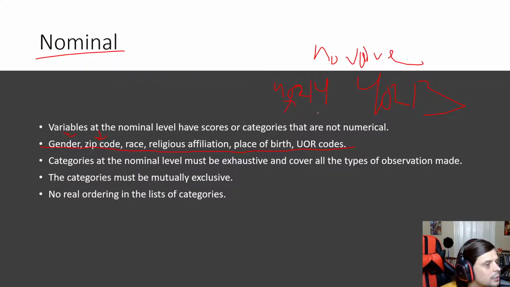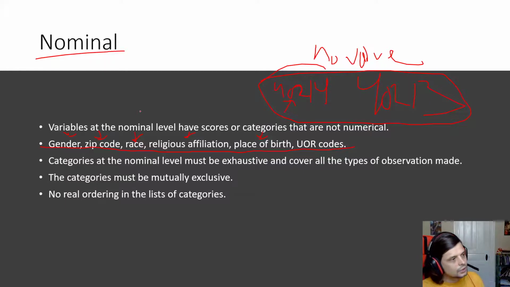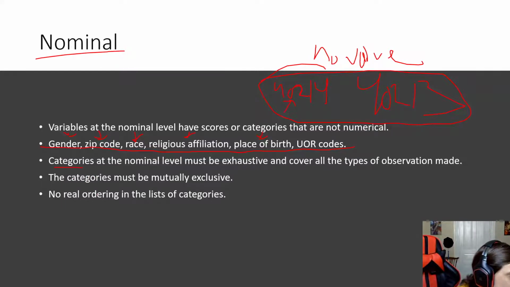So just because it's a number does not mean that you can rank them. Race, there's no one race that's better than the other. Religious affiliation, there's no one religion better than the other. Place of birth, no matter where you're born, you're still a person. All right. So these are called nominal level variables, or categories rather.